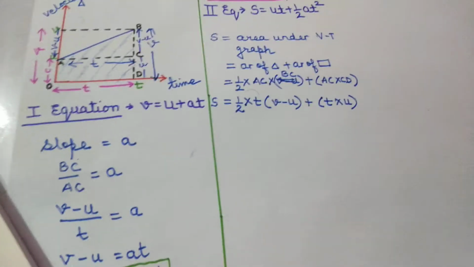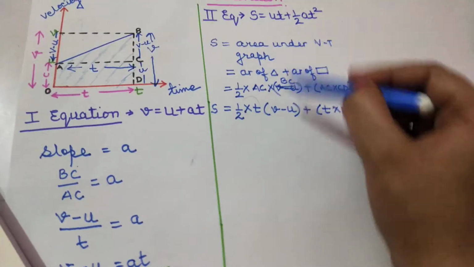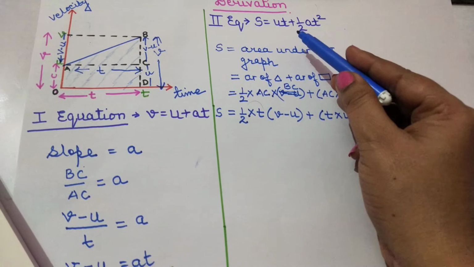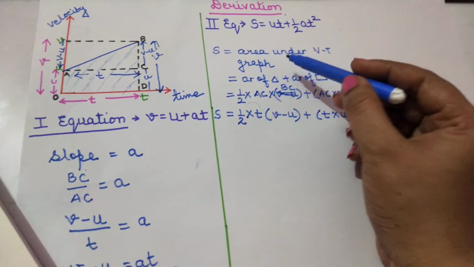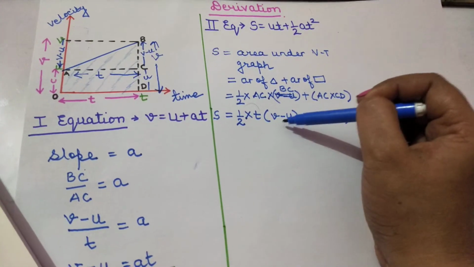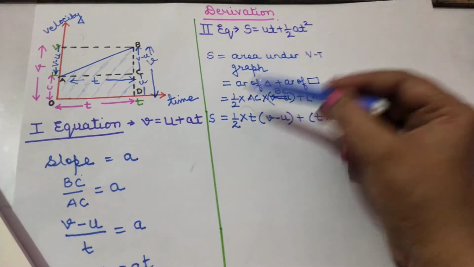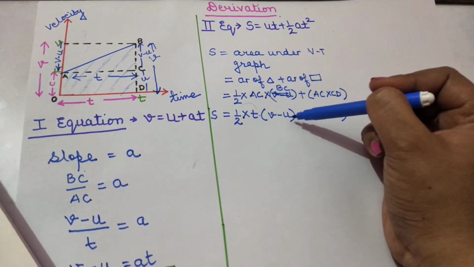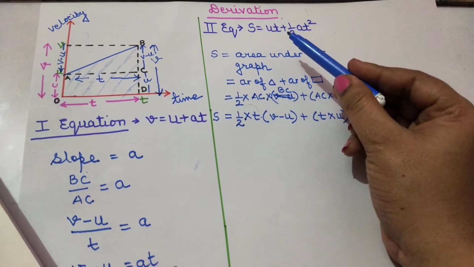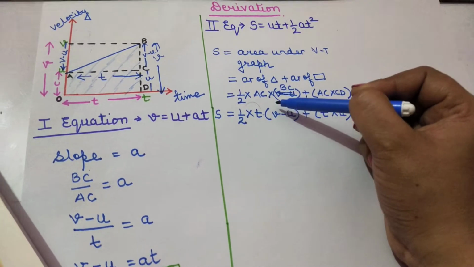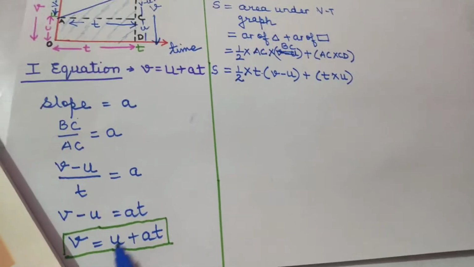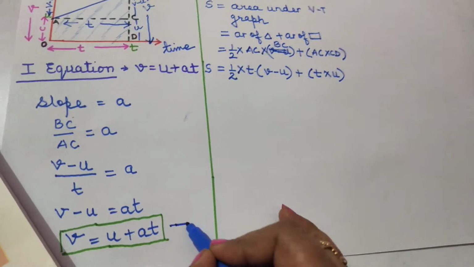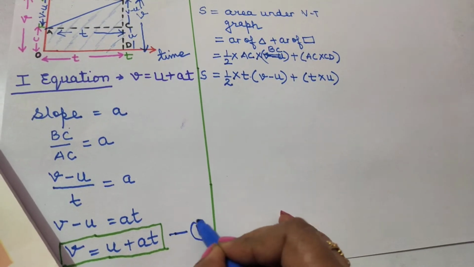Now what we will do? See, just compare this equation with this equation. Just try to find the alphabet which is extra in this equation but is not there. So S is there, T is there, but V is not there. So we can replace V. How will we replace V? Just use the first equation of motion. Let it be equation 1.